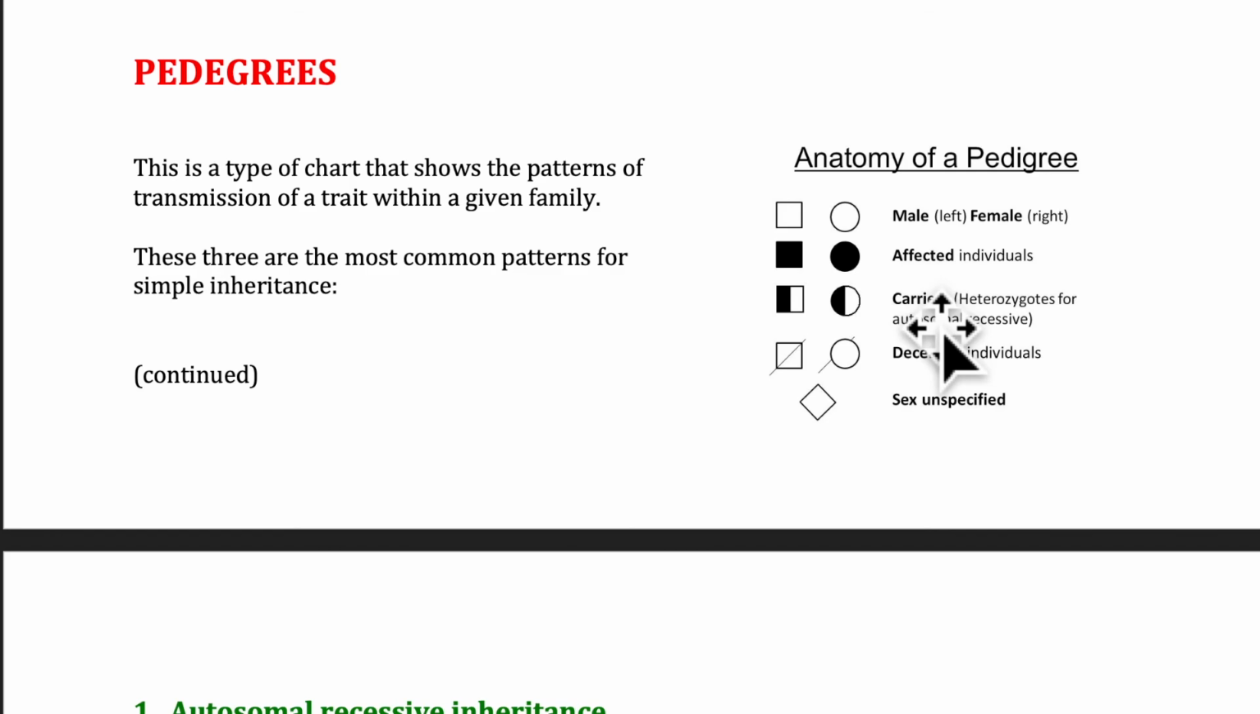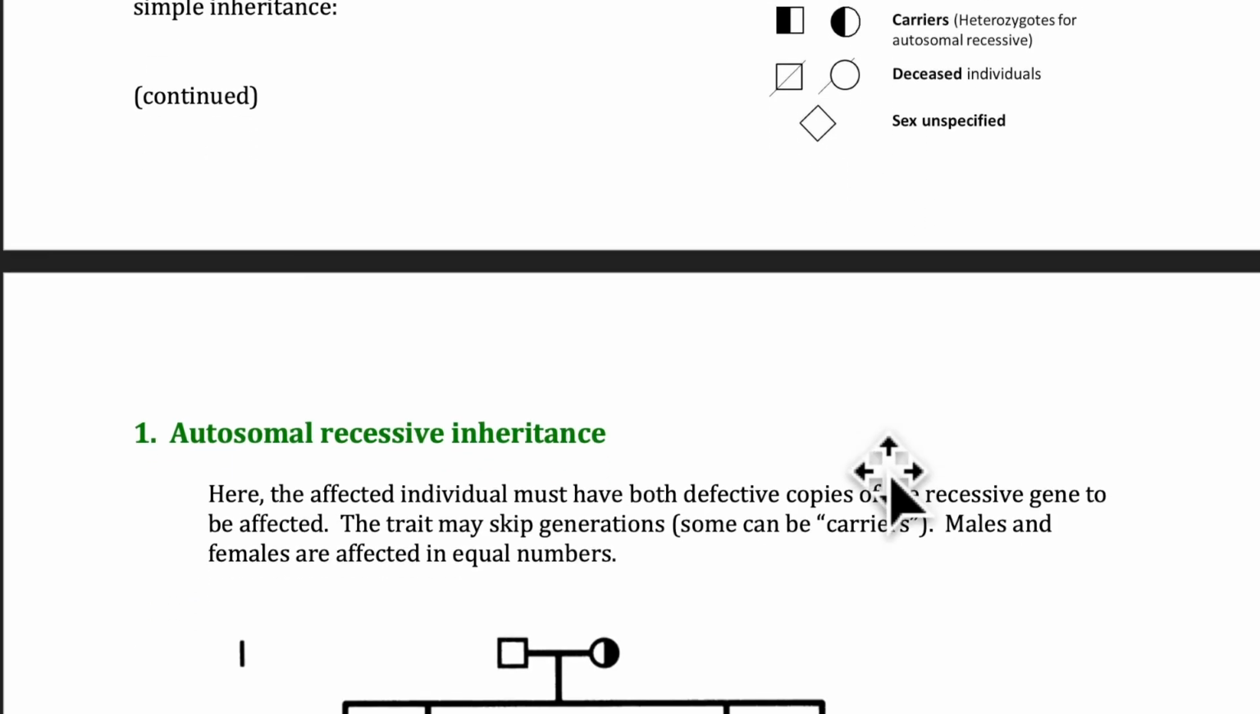male left, female right. They're unaffected. And then affected individuals are, so the square is a man, circle is a woman. If you're affected, you're colored in black. If you're a carrier, heterozygous, then you're half and half. And then deceased, crossed out, sex unspecified, is a little triangle.